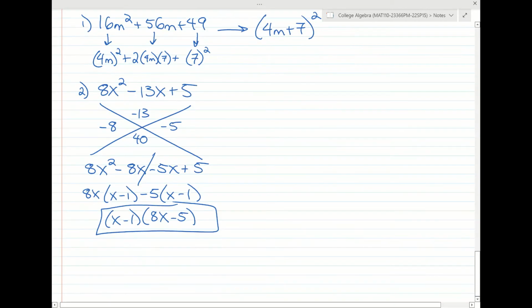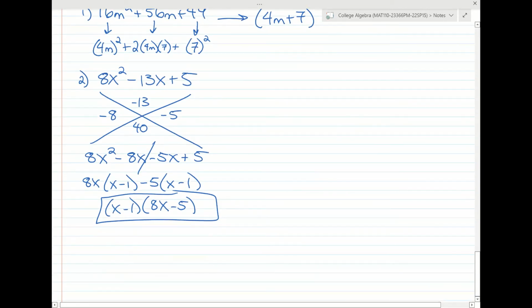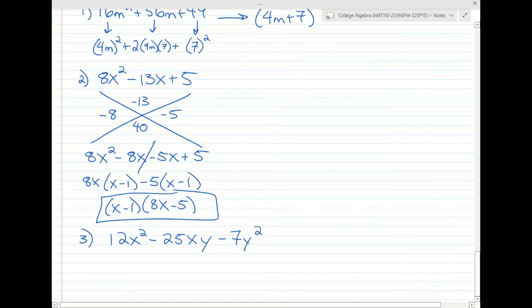All right, we'll try one more. This is a really good problem. I can't tell you that it's on the test because that would give you an unfair advantage, but I can tell you that it's a really good problem to study for the midterm. So what if it was 12x squared minus 25xy minus 7y squared? Something like this.